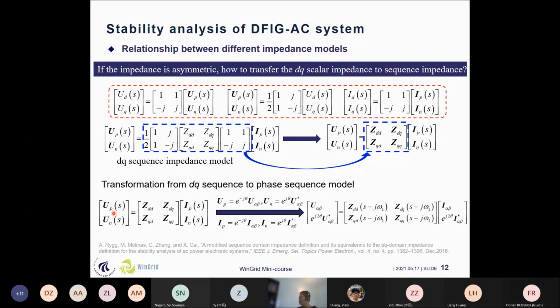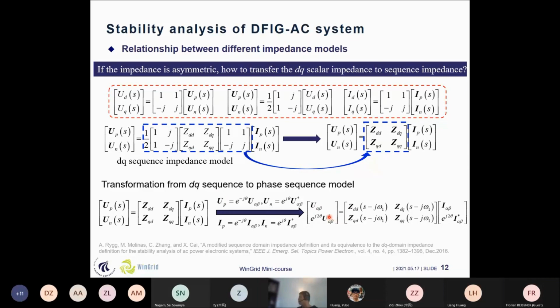You can see that this is still in the rotating dq frame, and our objective is to transfer it into the stationary frame. So there are some tricks that you need to be careful about. If we want to change the dq sequence domain model to the stationary alpha-beta frame, we need to notice that the positive sequence voltage in the dq domain is rotating clockwise. So it will use e to the minus j theta, but the negative sequence uses e to the j theta. This is because the rotating directions of the positive sequence and the negative sequence are different from the dq domain to the alpha-beta domain.